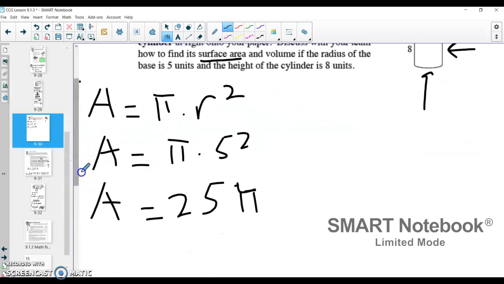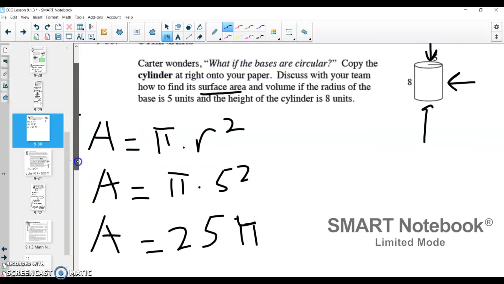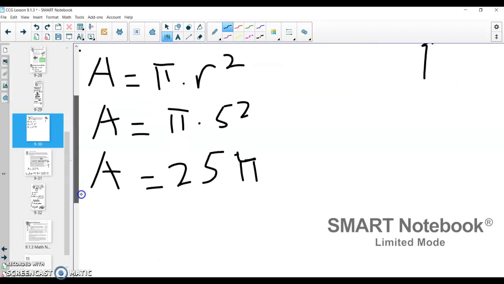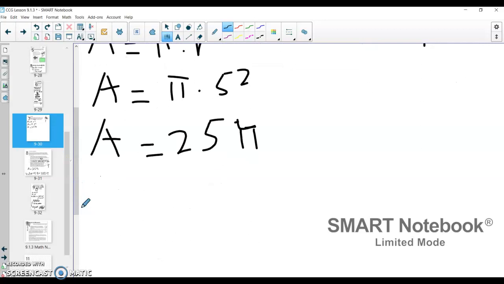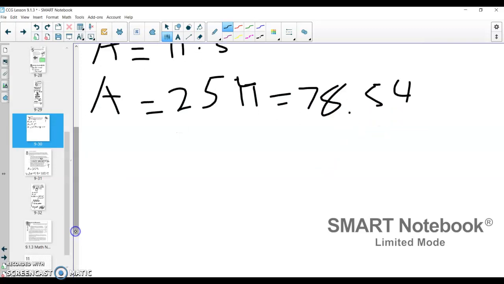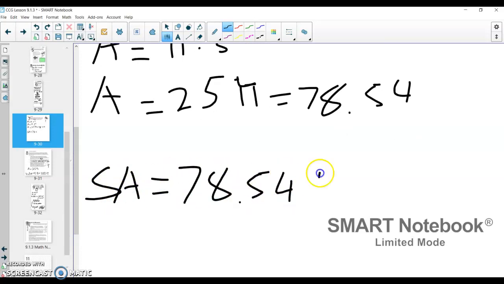And so I'm going to put that in a decimal form because I'm going to end up adding this all together. So 25 pi is equal to 78.54. Now, if we're talking about surface area, it's adding up all these sides, and so we have the top that's 78.54. We have the bottom that's 78.54.